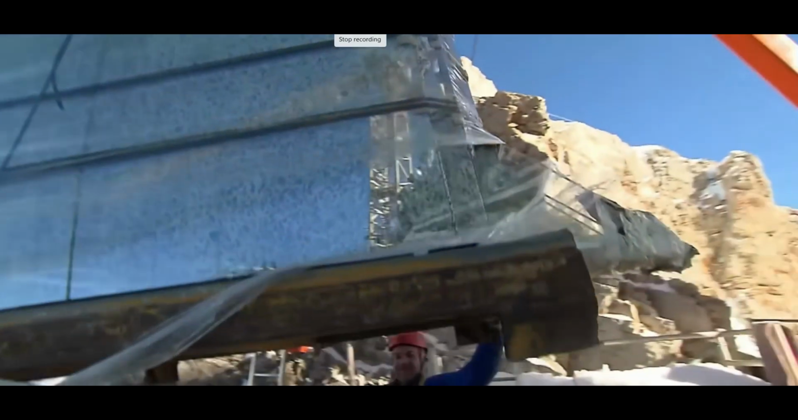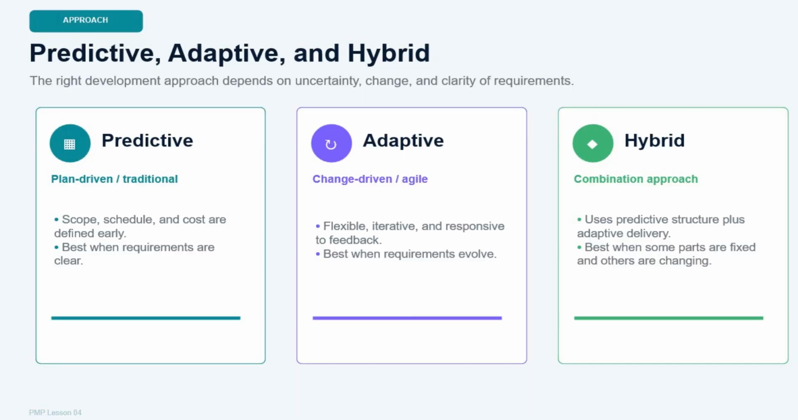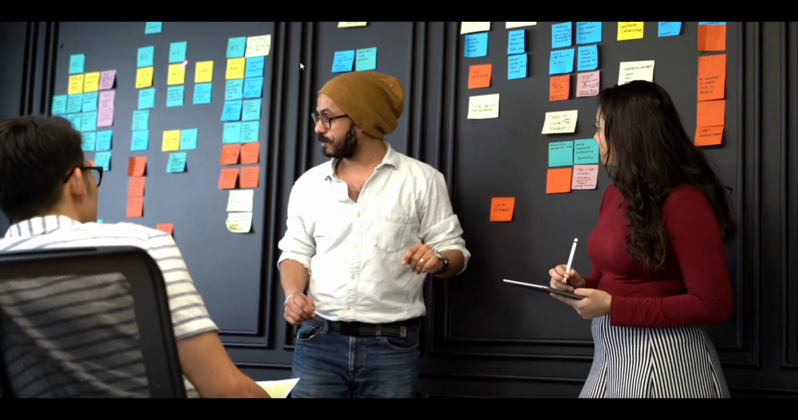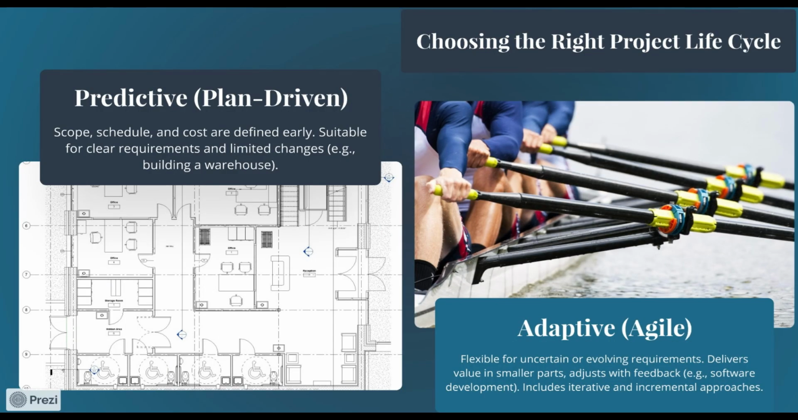An adaptive life cycle is more flexible. It is useful when requirements are uncertain, changing, or evolving. In adaptive approaches, the team delivers value in smaller parts, receives feedback, and adjusts the work as needed. Agile projects often use adaptive life cycles. There are also iterative and incremental approaches. In an iterative approach, the team improves the solution through repeated cycles. In an incremental approach, the team delivers the solution in smaller, completed pieces.